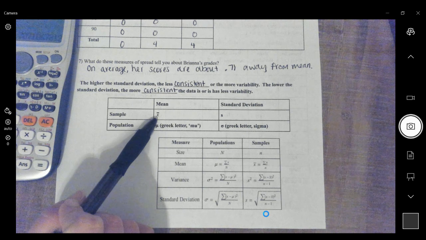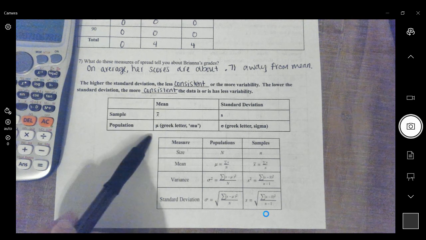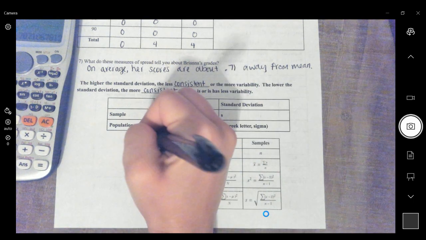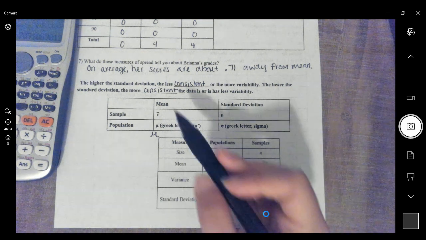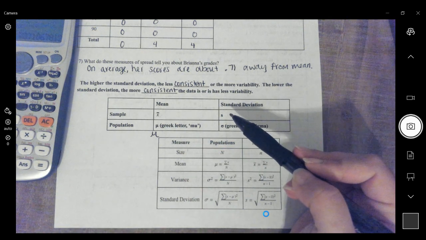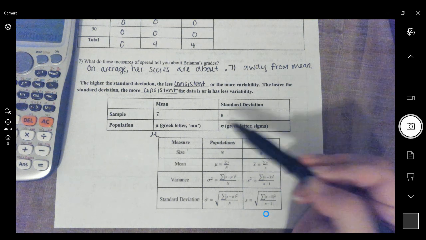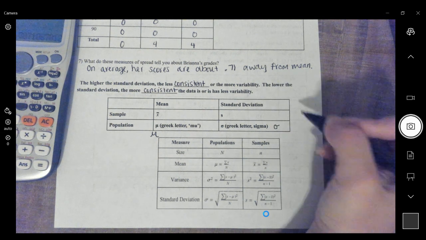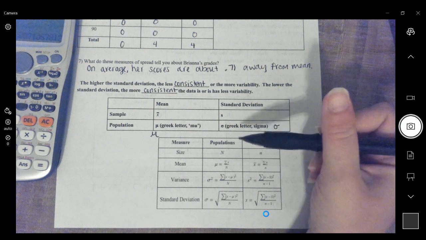So the mean, if it's a sample, we write an x with a bar over it. If it's a population, this is a Greek letter mu. It kind of looks like an M there in cursive, but that's a Greek letter. So both of these represent mean. And then for standard deviation, you can use an s for a sample, or use this little Greek letter sigma. That's the lowercase sigma, which kind of looks like an o with a little curl on the top. Both of those mean standard deviation.